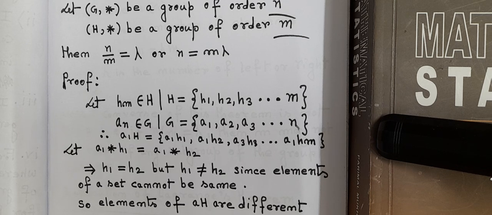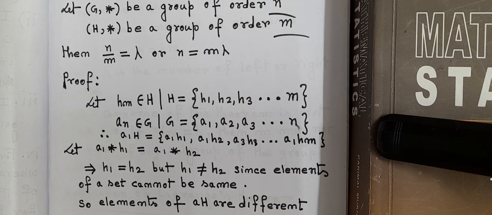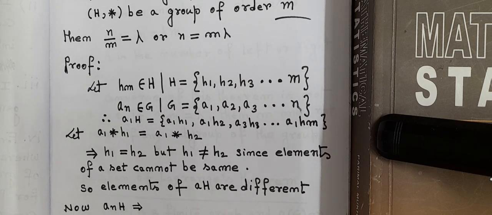So what are the cosets here? The cosets are a1h1, a1h2, a1h3, till a1hm. These will be the members of a1H. Correct? Now let us suppose a1 binary operation h1 equals a1 binary operation h2. This is an assumption. If a1 binary operation h1 equals a1 binary operation h2, by the left cancellation method we get h1 equals h2. But h1 cannot be equal to h2, since elements of a set cannot be the same. Correct?